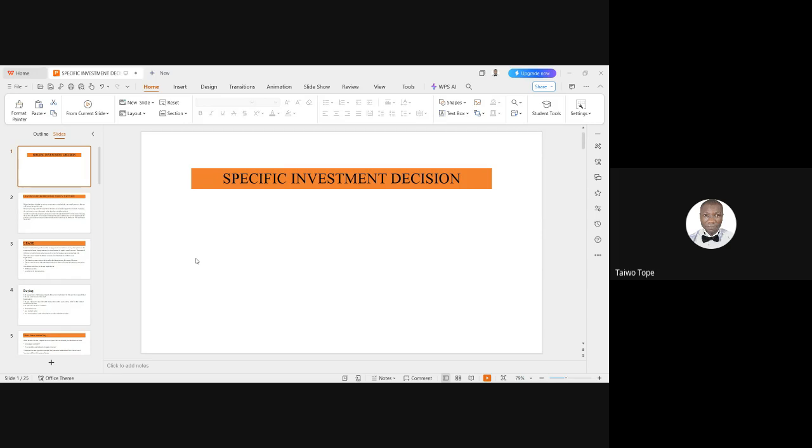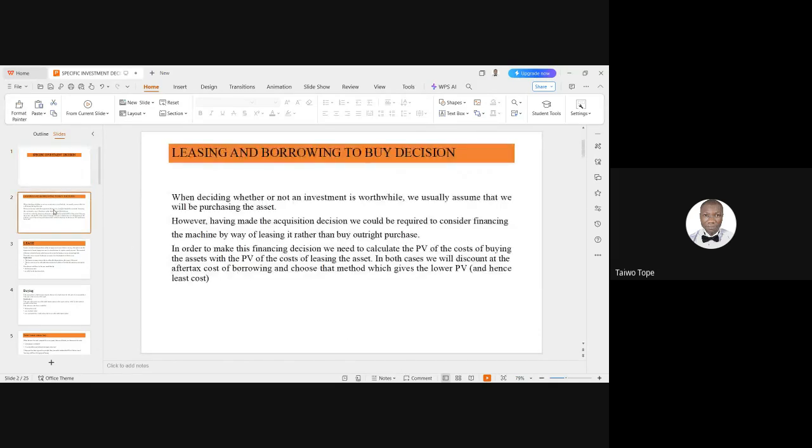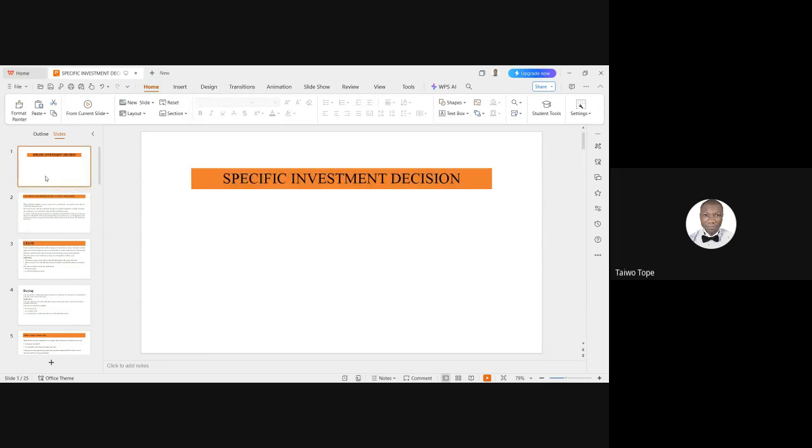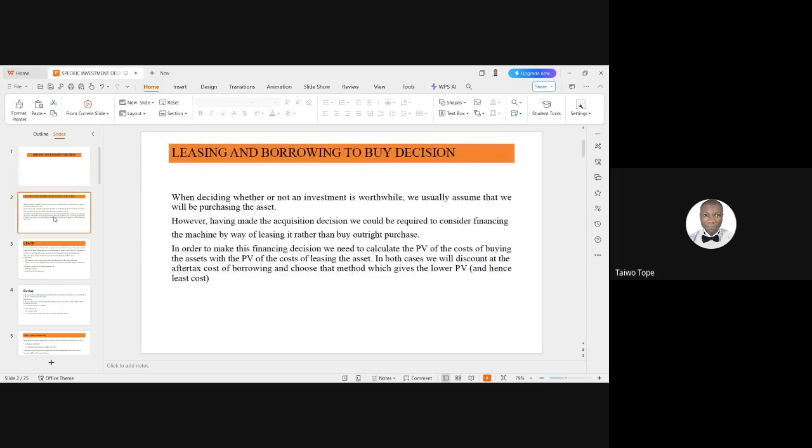We'll be talking about investment decision. This is one of the key aspects of the financial management syllabus under investment appraisal. Now, when an organization is faced with making an investment, purchasing an asset, there are two types of decisions that they need to make. One is the acquisition decision, and the other is the financing decision.